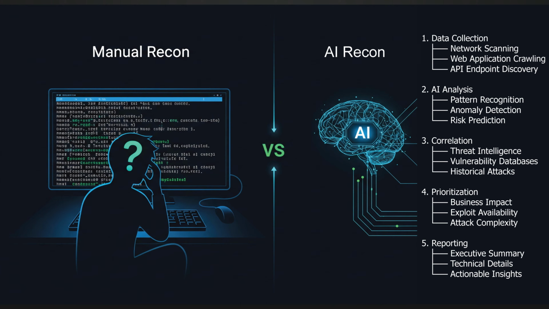Manual reconnaissance is a traditional approach where a security researcher or penetration tester manually uses different tools to scan a target system, analyze the results, and assess risks based on personal experience. This process is time-consuming, prone to human error, and becomes especially challenging when dealing with large-scale networks that require full coverage.